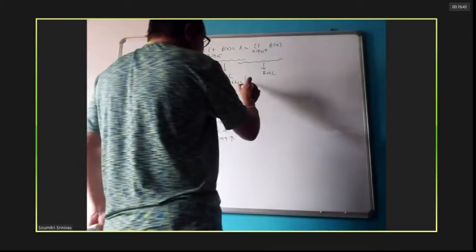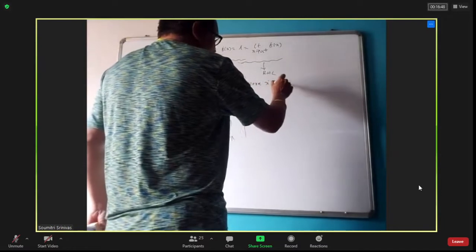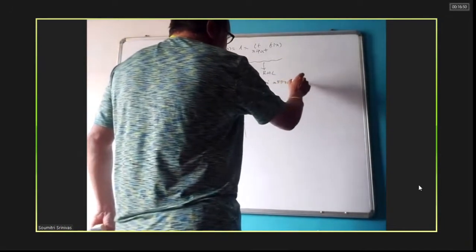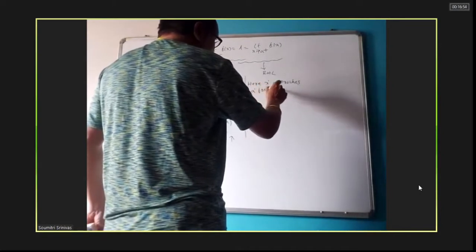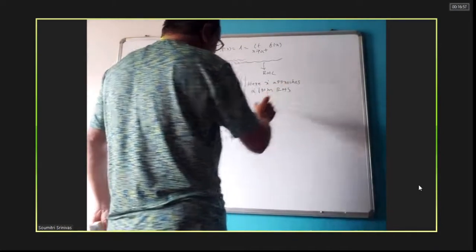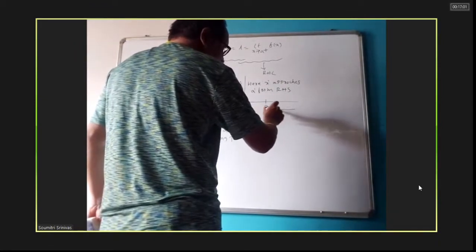Now, what happens here? Here, x approaches, bolo ji, a from which side? Right hand side. That means x is here.